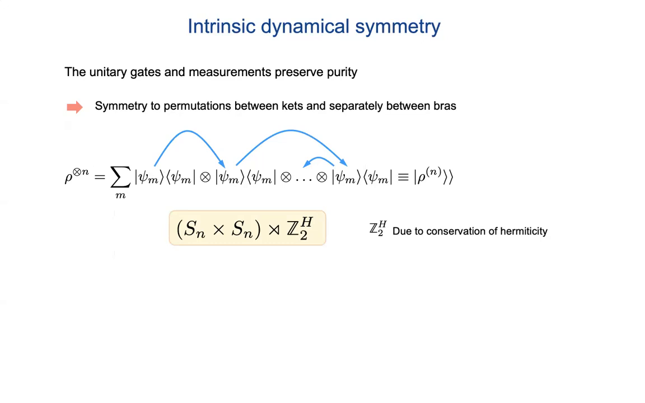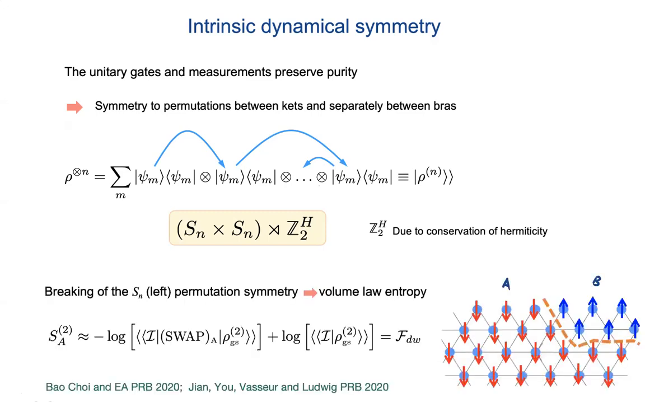And the measurement actually projects ket, bra, all to the same state. So both of these evolutions have this symmetry that you can permute independently the left or the right states, right? So you can either permute the bras or permute the kets. There is another symmetry that I won't talk about too much here, due to conservation of hermiticity of the density matrix, which is related to flipping ket and bra and complex conjugation.